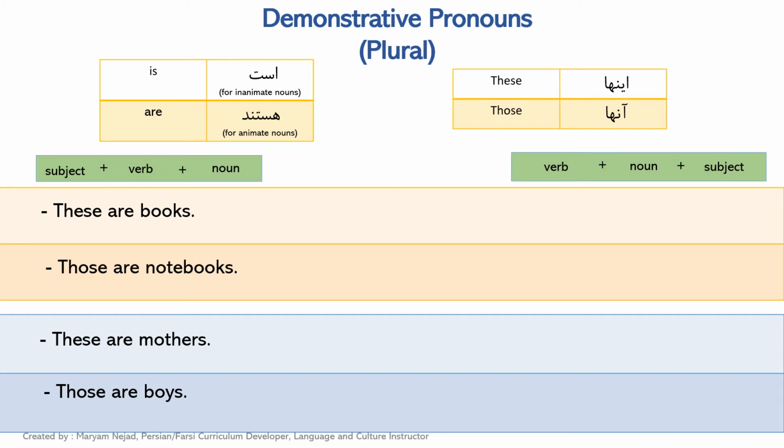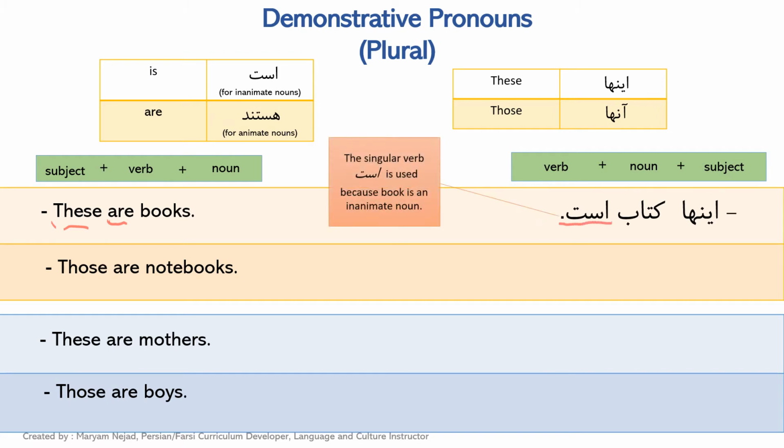Demonstrative pronouns, plural. So now we want to say these are books here. So these is plural, and then the verb are is used. So this sentence is going to go as اینها کتاب است. But please note here that است is used rather than هستند, because هستند is used for animate nouns, and for inanimate nouns still است or hast is used.